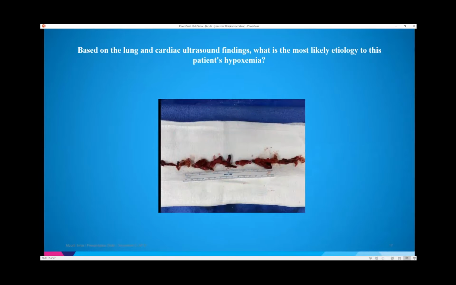This lady actually went for, we activated PERT. She went for thrombectomy, and this was removed overnight. And obviously the antibiotics didn't play a role in this. She needed emergent CT surgery intervention, and she walked out of the hospital 2 weeks later. So she did quite well.